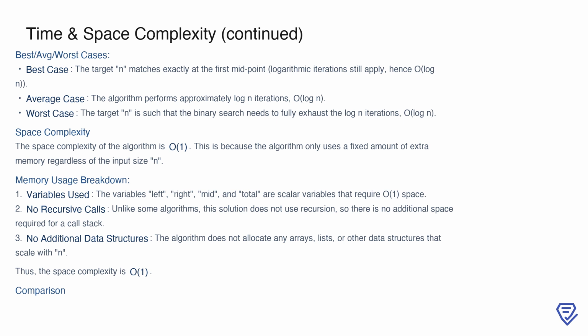Now, for space complexity, the algorithm is very efficient. It uses O(1) space because it requires only a fixed number of scalar variables, such as left, right, mid, and total, regardless of the size of the input n. Unlike recursive approaches, there is no extra memory used for a call stack, and since the algorithm avoids additional data structures like arrays, it doesn't allocate memory that scales with n. Therefore, the space complexity is conclusively O(1).